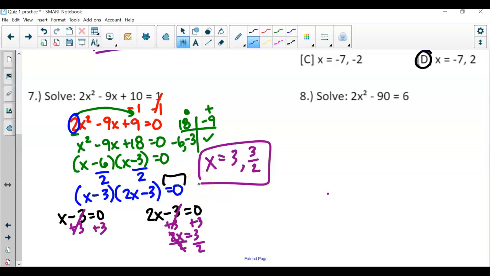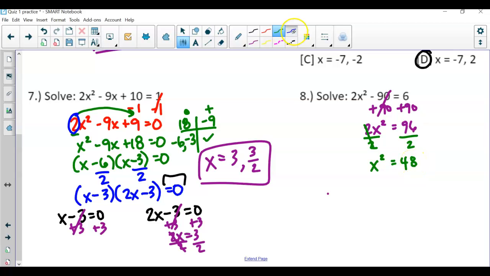So looking at number 8, we could solve this different ways, right? So in number 8, I could show you the first way could be solving by square root method. So by solving by square root method, right, we could treat this almost like it's a two-step. So here I'm going to add the 90, right, because we're subtracting, so add the 90 to both sides. Here I've got 2x squared is equal to 96. Then we're multiplying that x term by 2, so divide by 2. Now I've got x squared is equal to 48.